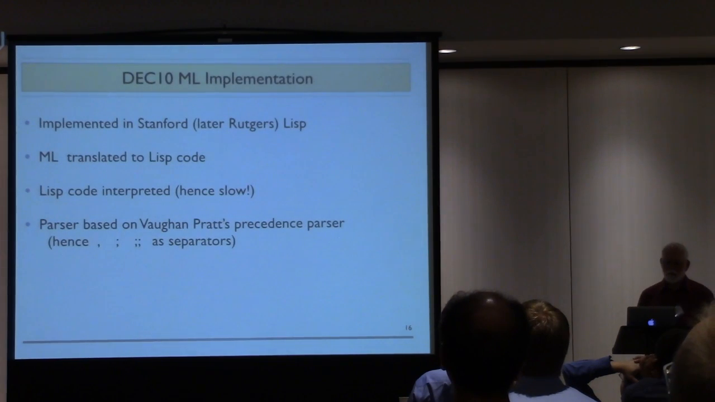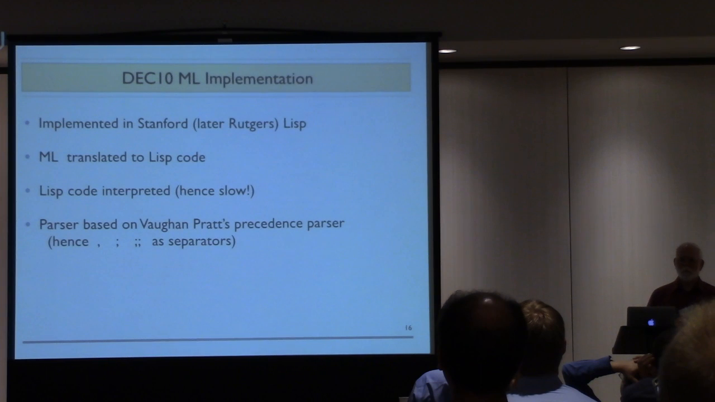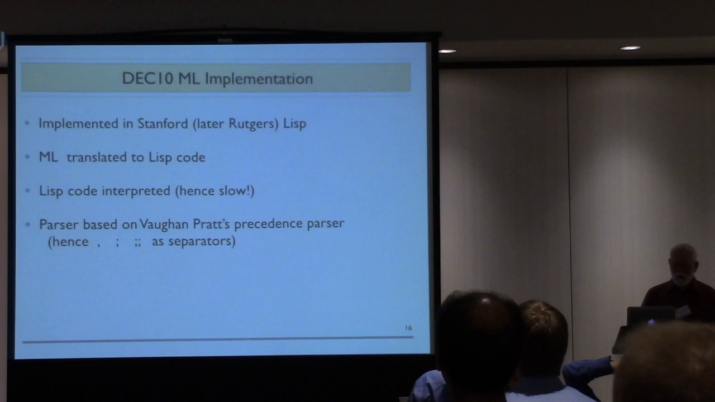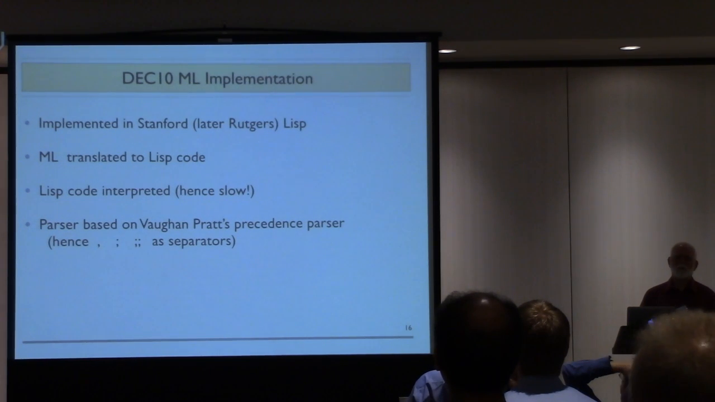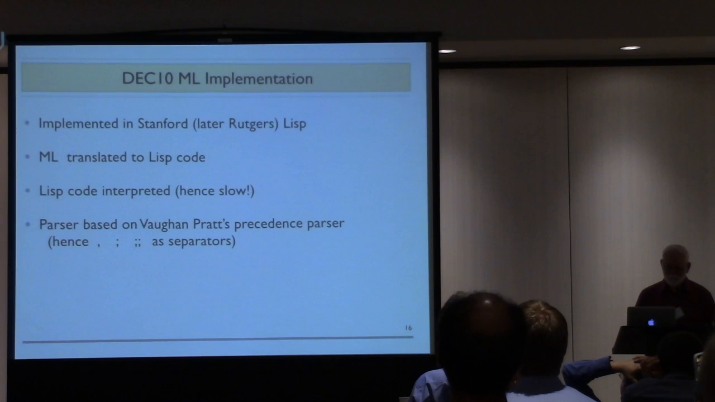So the implementation was done in Lisp, initially Stanford Lisp, later in Rutgers Lisp, and then there were other ports to other Lisps at Cambridge and Gothenburg. And INRIA. The compiler translated the ML code into Lisp code and then interpreted the Lisp code, so it was pretty slow.